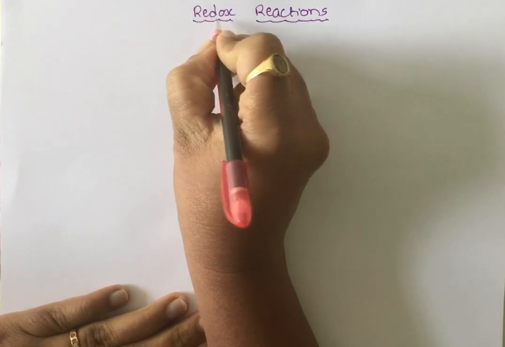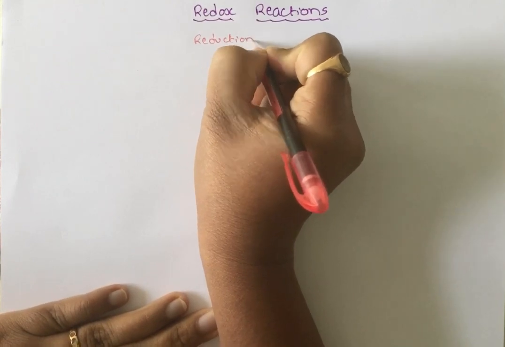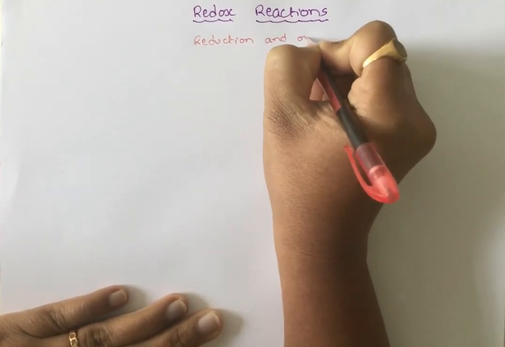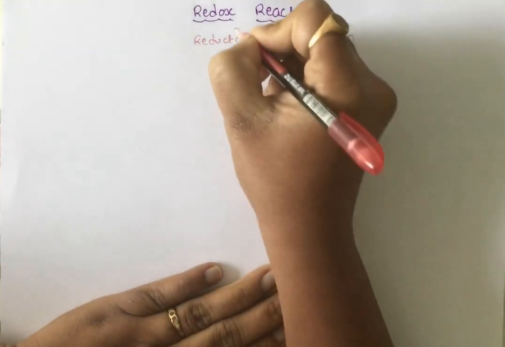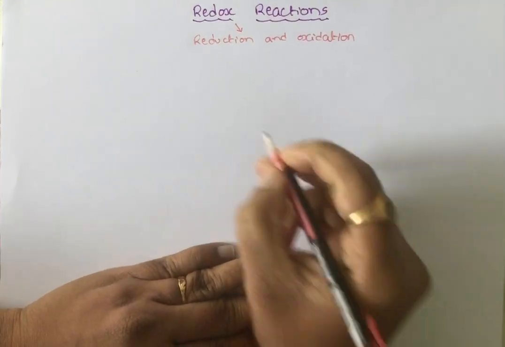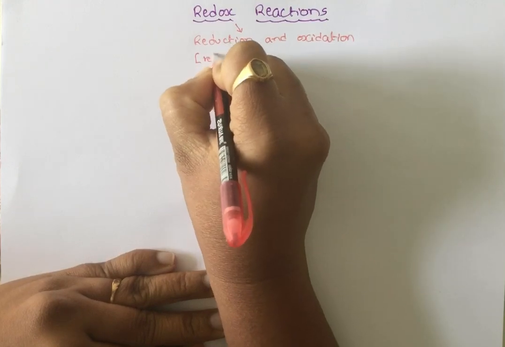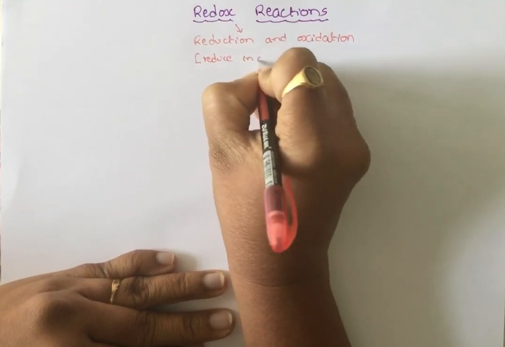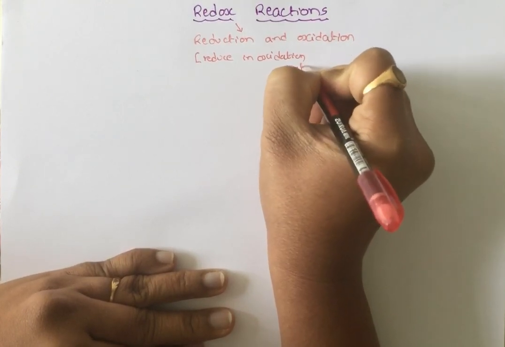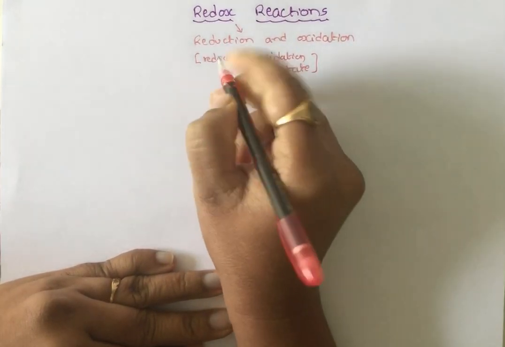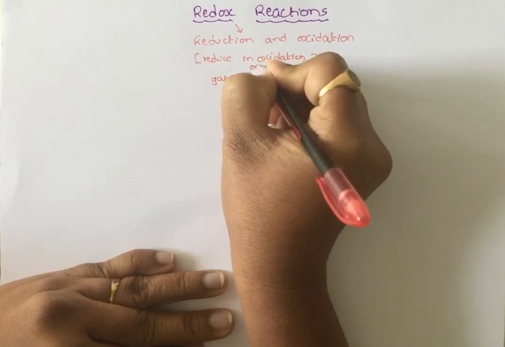So the name itself is indicating the reactions where reduction and oxidation take place are said to be redox reactions. What is reduction? Reduction means reduce in oxidation state, or you can say gain of electrons.